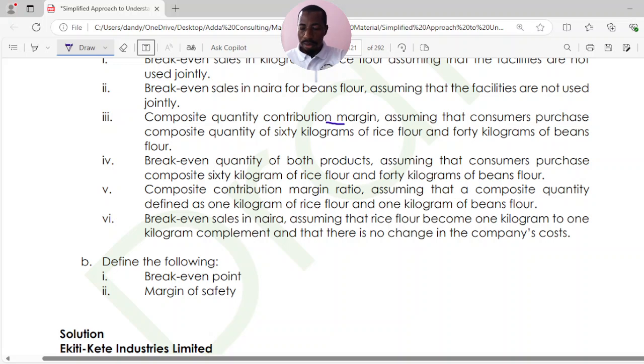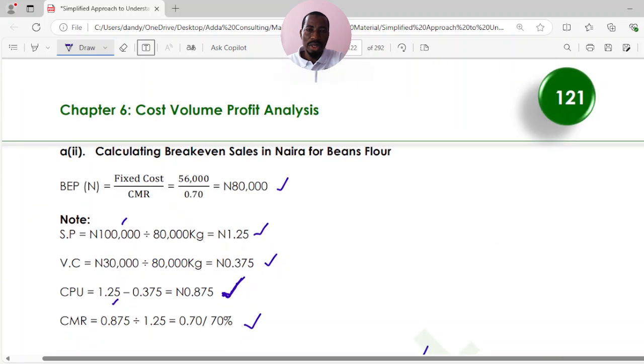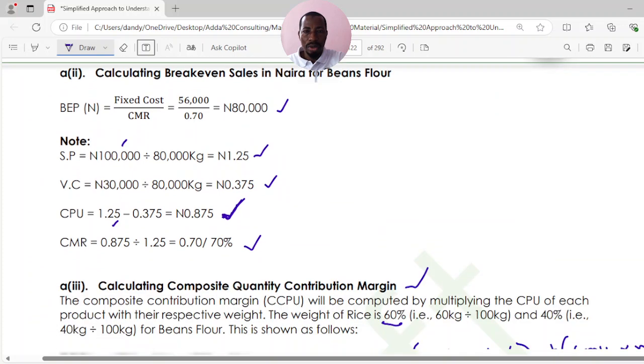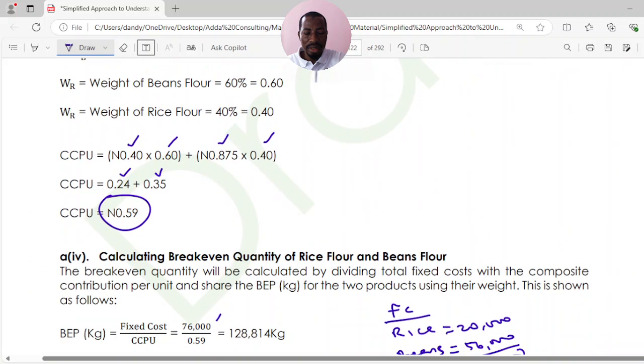Is it number 4 or number 4? You have to compute the break-even quantity of both products, assuming that the consumer purchased a composite of 60 kg of rice flour and 40 kg of beans flour. What this simply means is that you are going to calculate the break-even points in units for each product, taking into consideration the proportion of rice to be 60 kg and the proportion of beans to be 40 kg. You are supposed to use the composite contribution margin of 59 kobo to determine your break-even points in kilogram.